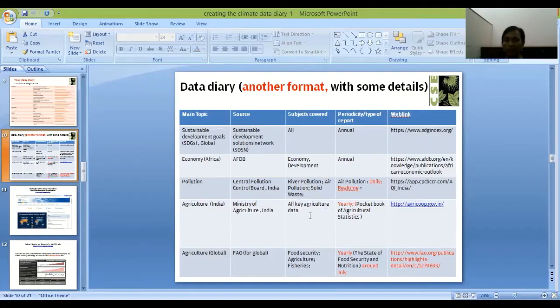Okay. But the message behind this is that your data diary should have a list of resources that capture not just climate change, but other developmental issues as well, ranging from agriculture, food security, health, forest, pollution, economy, and people, and many other aspects.